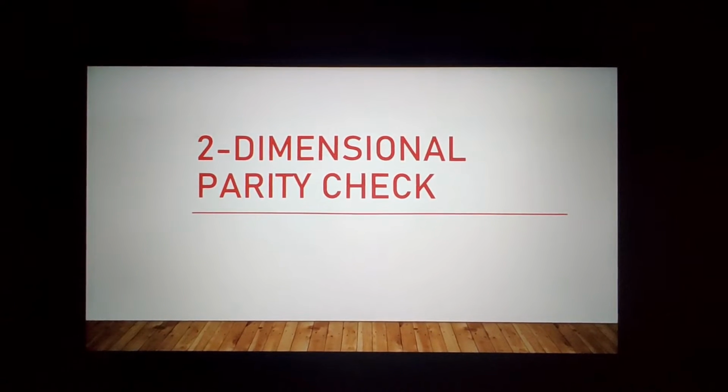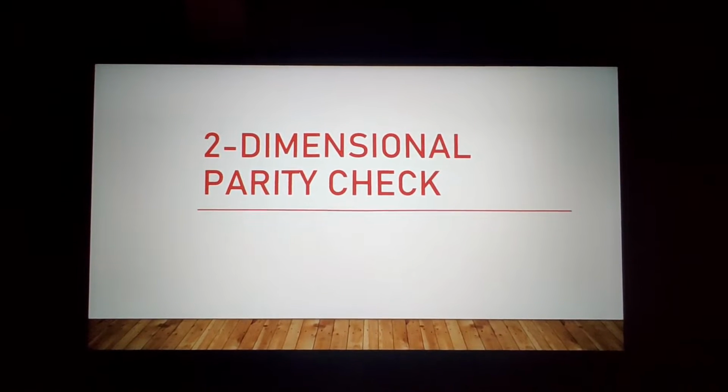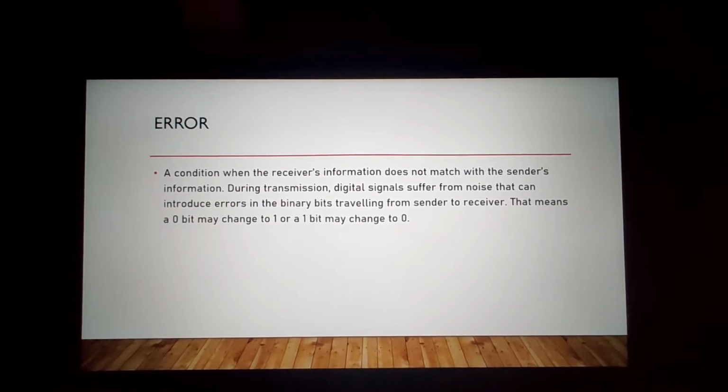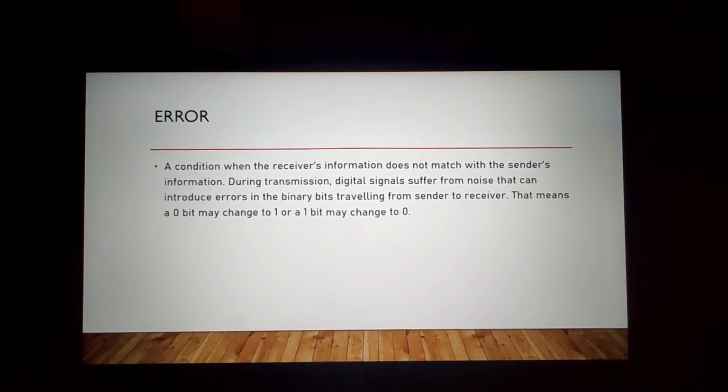Hello everyone. Today we're going to see about two-dimensional parity check. Before we go further, let's know what an error is. An error is a condition where the receiver's information does not match the sender's information. This can occur during transmission.